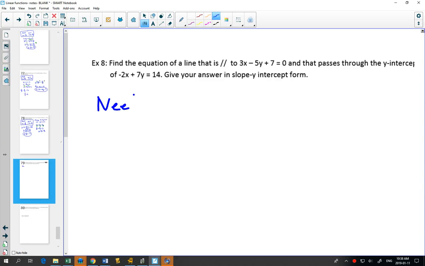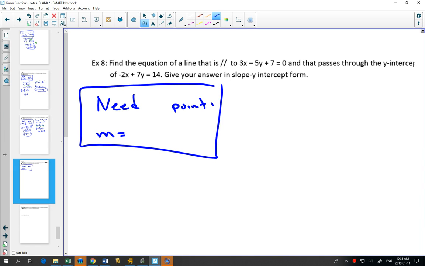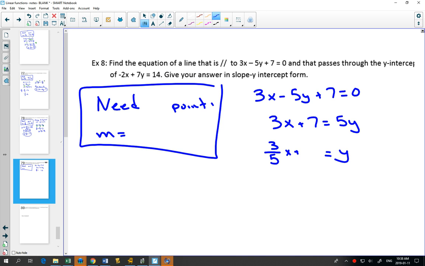What do we need? We need a slope and our point. And parallel to 3x minus 5y plus 7 equals 0. So I'm going to change this into y equals mx plus b. Divide everything by 5. To find out my slope is also going to be 3/5. It has to have the same y-intercept as -2x plus 7y equals 14.